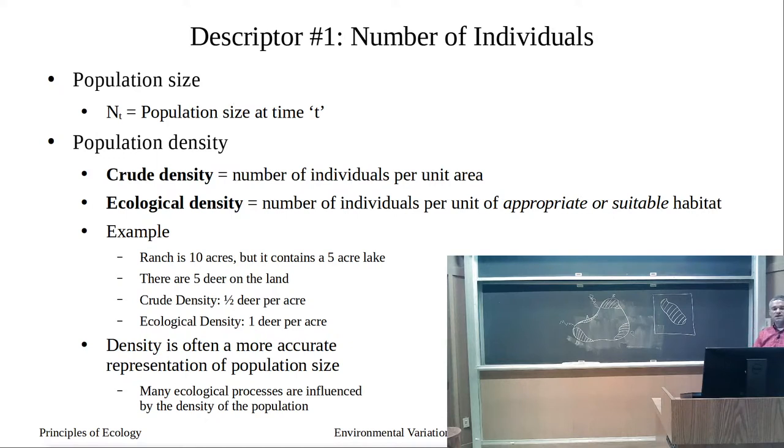Now, why is density important? Because it really gives us a better representation of what might be happening at our population levels. Many of our ecological processes are influenced by this density. Things like density-dependent regulation that we'll talk about in population growth. Aggression levels might be dependent on densities. The higher the density, the more aggressive individuals are. The higher the density, the more competition is felt by individuals. All of those things are tied more to density than to simply the population size. Yeah, the higher the density, the more likely you might have inbreeding, too. All right.